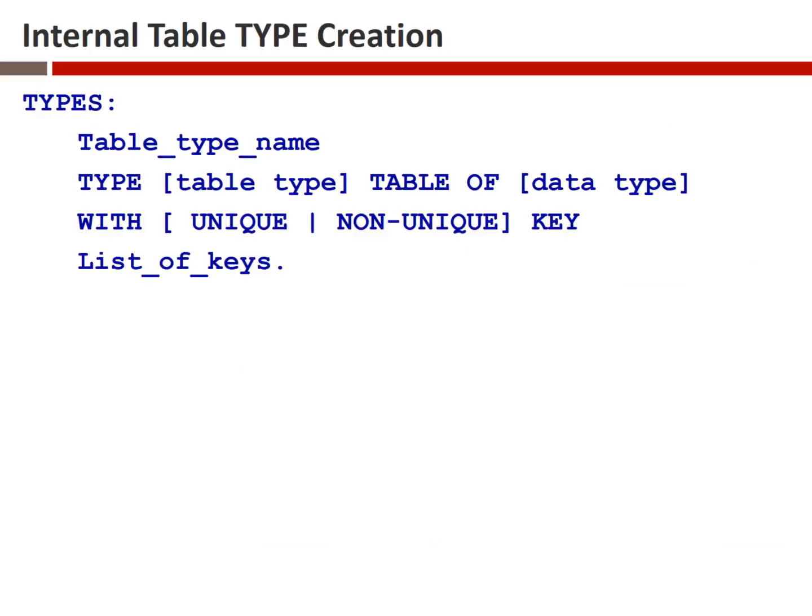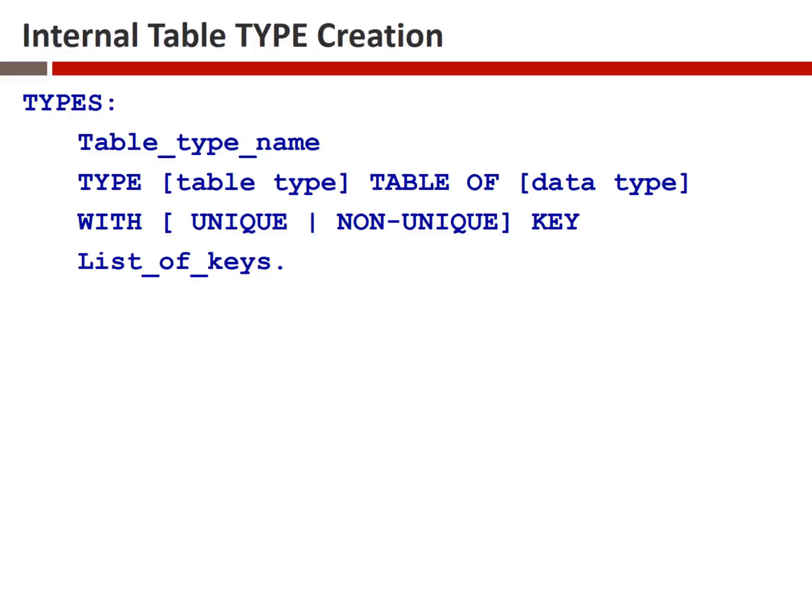So I want to create an internal table. The first thing I have to do is create a type definition for my internal table. So you'll notice I begin with the keyword TYPES, and then I give a name to my table type.